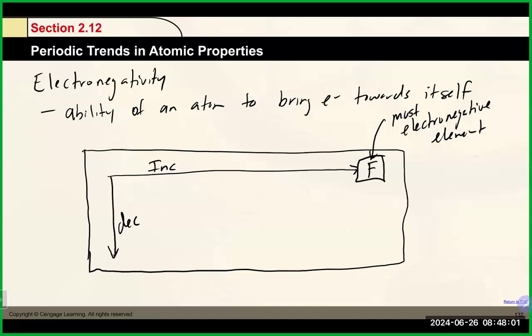And really, when we think about noble gases, they have really no electronegativity, or a value of 0, when we talk about it in the next chapter. So electronegativity, which is technically from chapter 3, is the ability of an atom to bring electrons towards itself. Fluorine is the most electronegative, and again, it increases to the upper right, and decreases left and down.